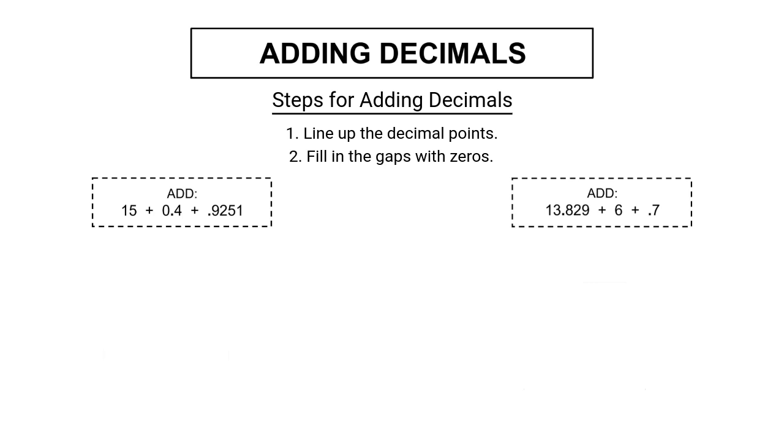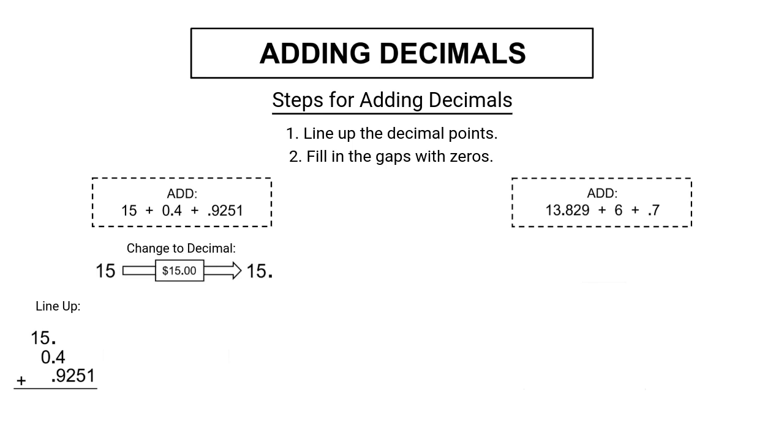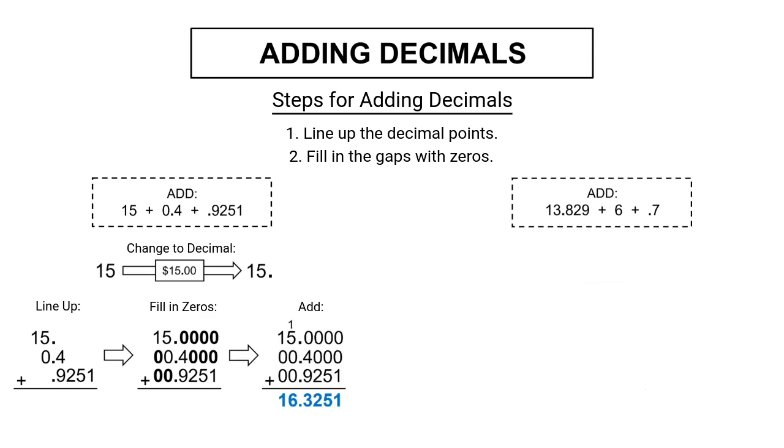So the first thing we're going to do is line up the decimal points. And notice with 15, you see the decimal point to the right? It's no different than if I was giving you money. If it's a whole number, the decimal point will always be to the right of that number. And then from there, you just fill in the gaps with zeros, and you add, and that's your answer.